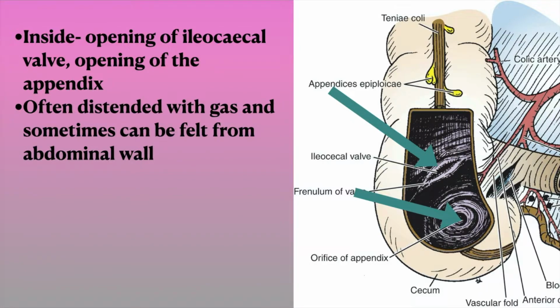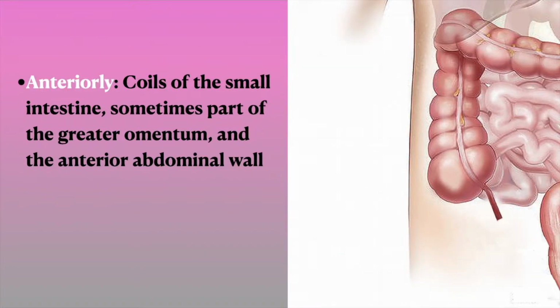On the inside, there is an opening of the ileocecal valve and the opening of the appendix. The opening of the ileocecal valve is above. The caecum is often distended with gas and sometimes can be felt from the abdominal wall. It is related anteriorly to coils of the small intestine, sometimes a part of the greater omentum, and the anterior abdominal wall.